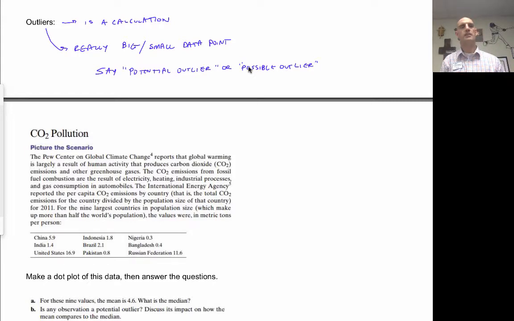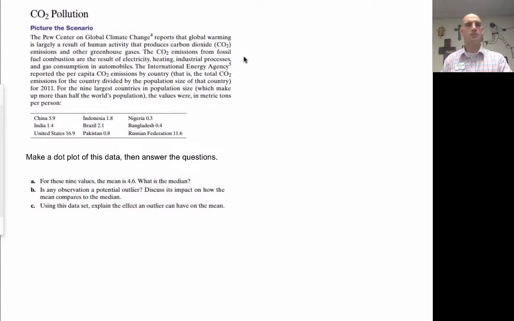The cool part about that is you are showing that you know what an outlier is, a really big or really small value, something outside the main chunk of data, but you're not committing to the computation of that outlier. So that's pretty cool. All right, let's look at an example, CO2 population.